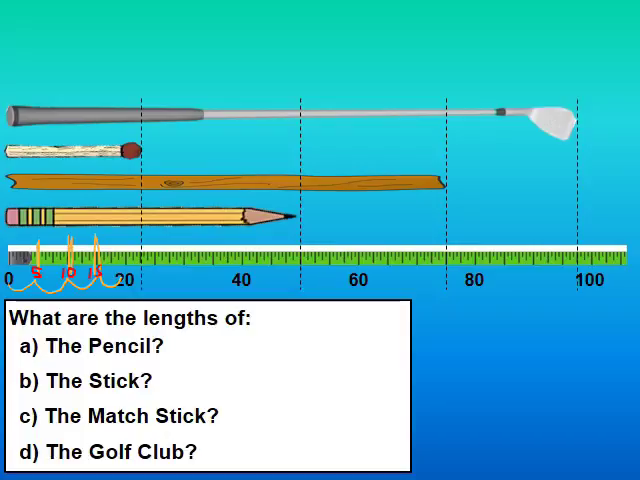Now with that in mind then, we can work out the length of the pencil. The pencil takes us to here. We'll go from 40, and it goes up in 5. So 40, 45, 50. So the length of that pencil is 50 centimeters. The stick, let's have a look at the stick, takes us to here. Look at 60, goes 5, 10, 15. So 60 plus 15 is 75 centimeters. Matchstick and the golf club, can you have a go at those on your own?